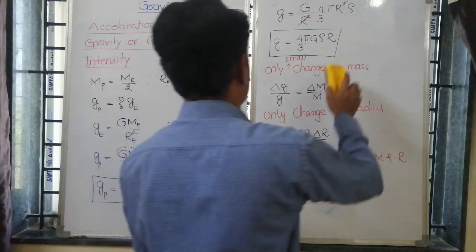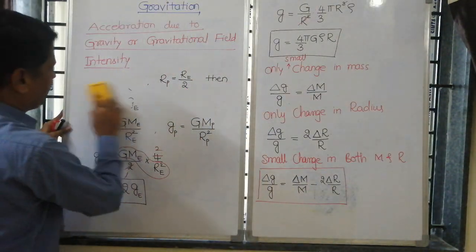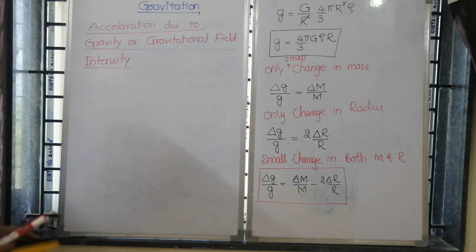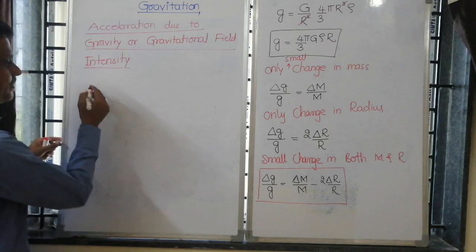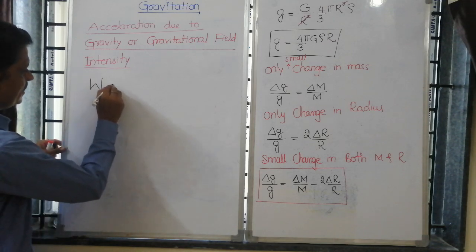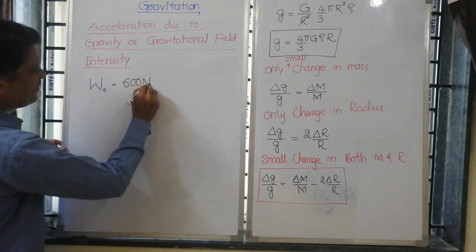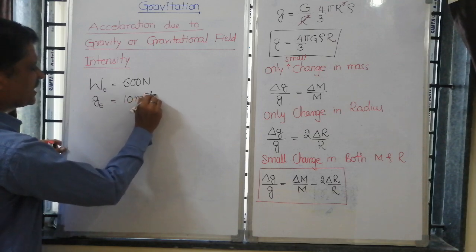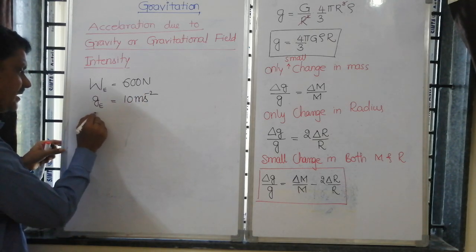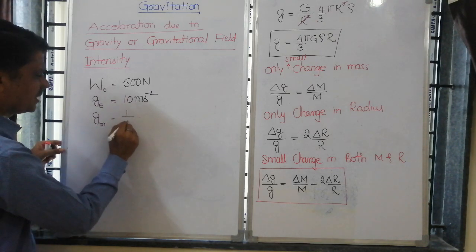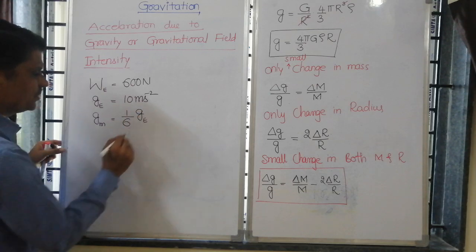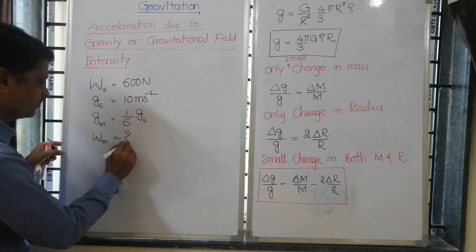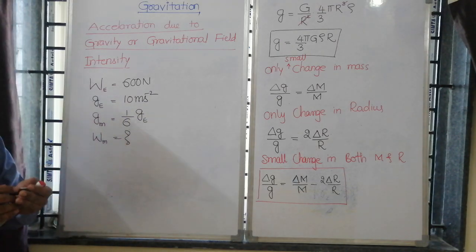Next question. If the weight of a person on earth is, say, 600 Newton, and acceleration due to gravity on the earth is 10 meter per second square, and acceleration due to gravity on moon is 1 by 6 times the acceleration due to gravity of the earth, then what is the weight of the same person on moon? Pause the screen and calculate.